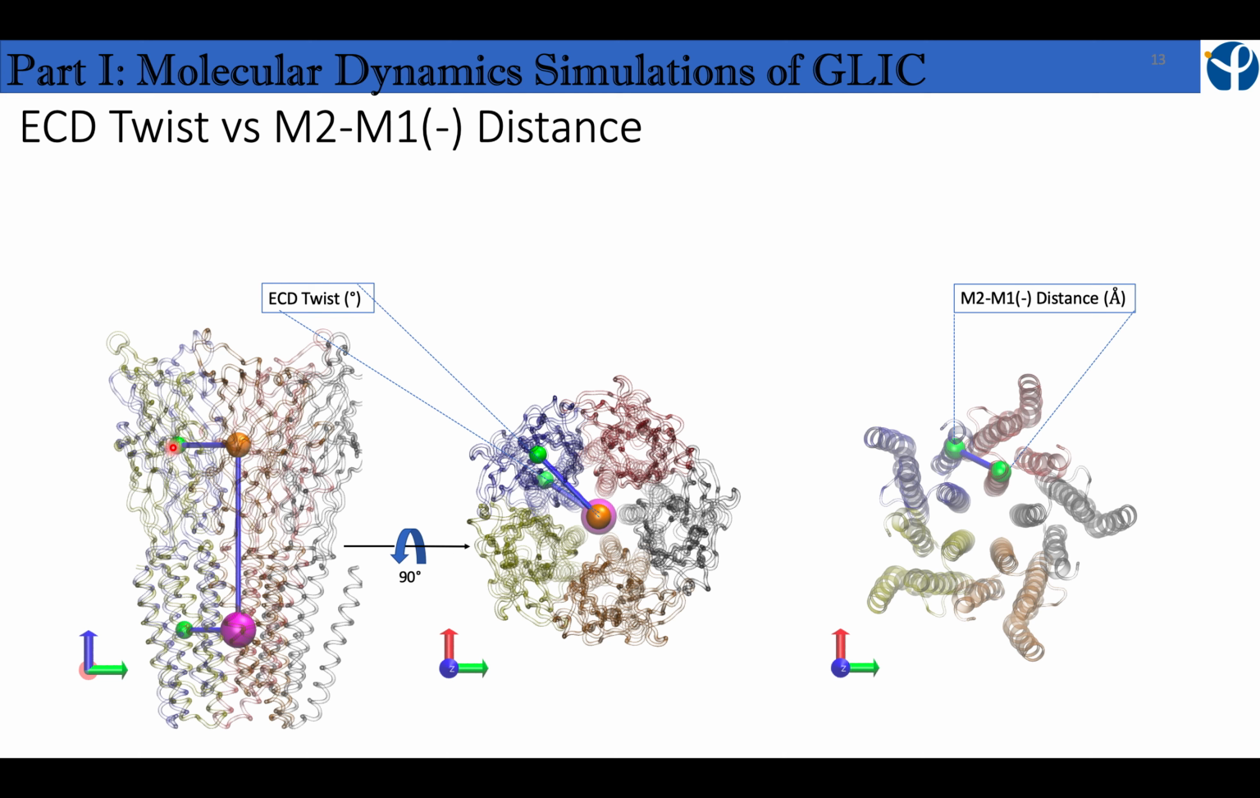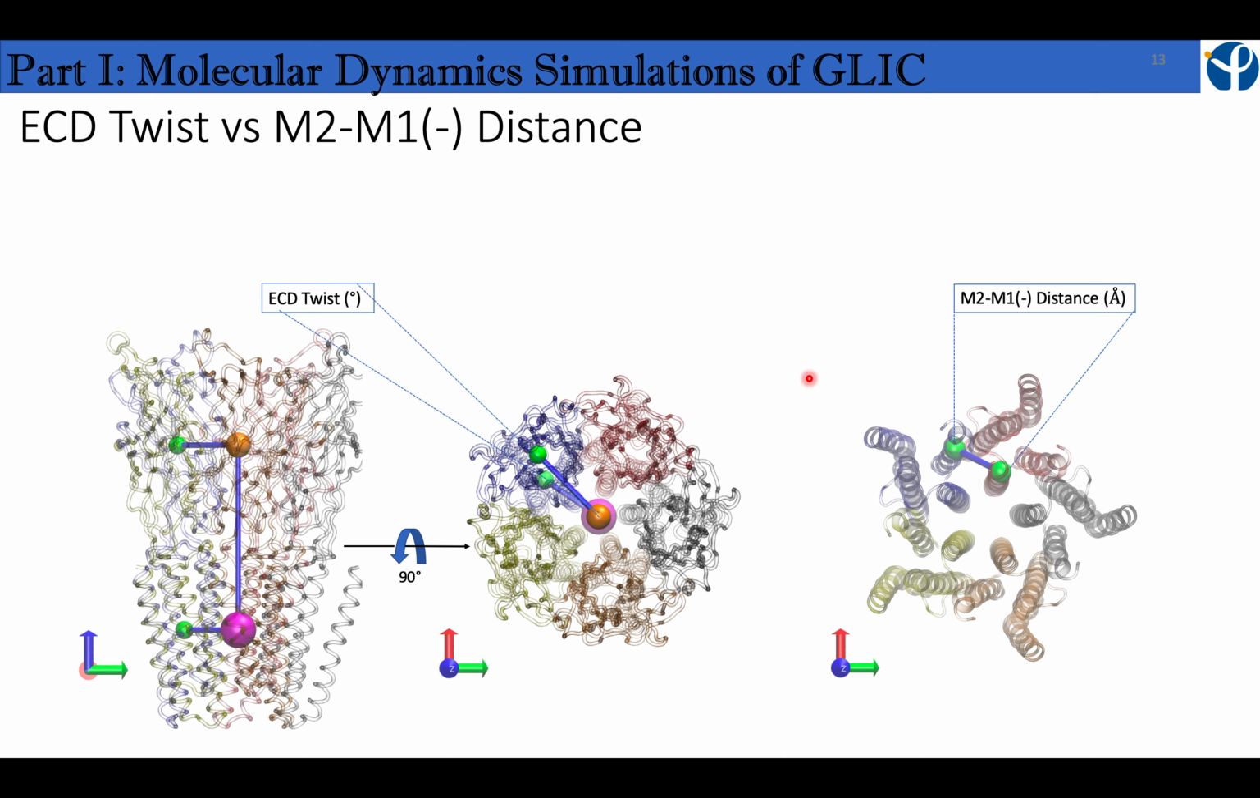ECD twist is a dihedral angle between, when you look down, it is this region. So it indicates whether an individual chain twists or not. This is a parameter that you can use to characterize the changes in ECD.